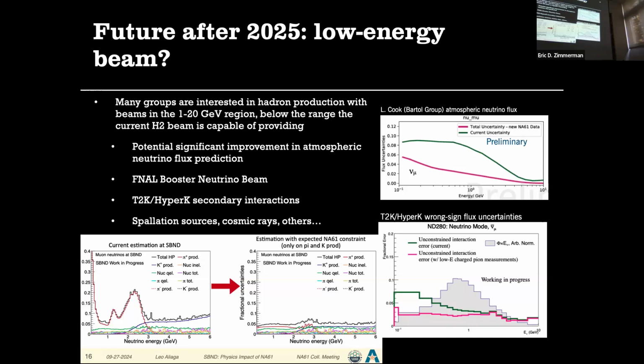For T2K and Hyper-K, wrong sign neutrinos are going to become a problem when they get into high statistics data sets in the future. Wrong sign means neutrinos in your antineutrino beam or antineutrinos in your neutrino beam. A lot of these come from neutral kaon decays because those don't get focused or defocused. So they are able to really increase your uncertainties for wrong sign contamination. Wrong sign contamination, of course, is a big problem for CP violation experiments.